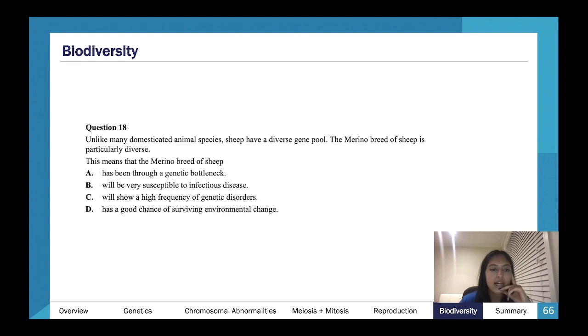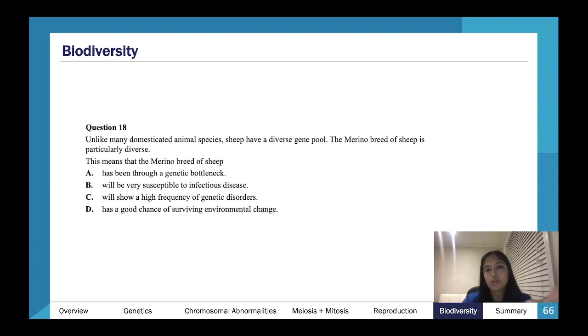Okay, so, has been through a genetic bottleneck. I know we haven't talked about bottlenecks today, but if something is diverse, a genetic bottleneck is basically a decrease in genetic diversity, so that wouldn't really make sense. Will be very susceptible to infectious disease. No, in fact, it would be the opposite if you're particularly diverse. Will show a high frequency of genetic disorders.